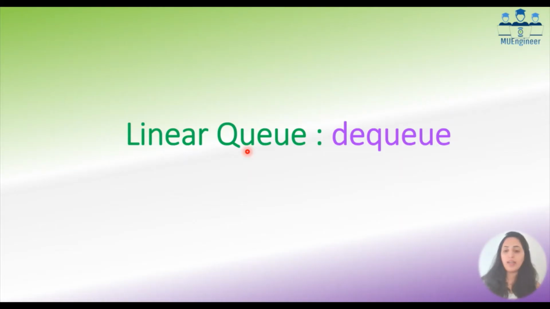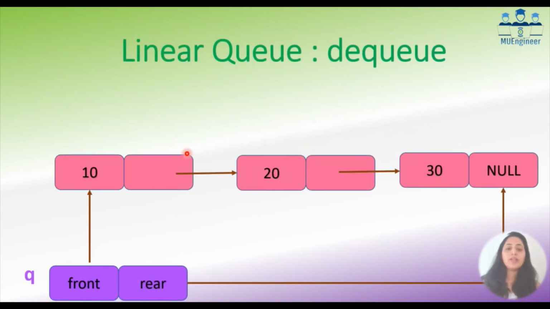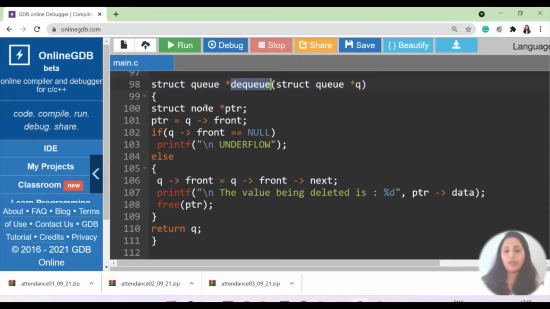Okay, so now let's see here. I want to perform dequeue. So say for example, if there is some queue like this, here front is pointing to 10, rear is pointing to 30, then I can delete the first node, that is 10. But before we do that, how will we go ahead with the function? I will first take a node saying struct node PTR. Then I'll say PTR is equal to Q dot front.